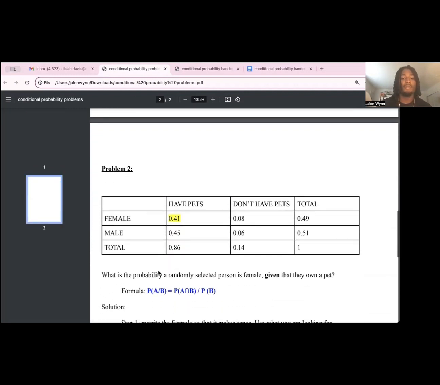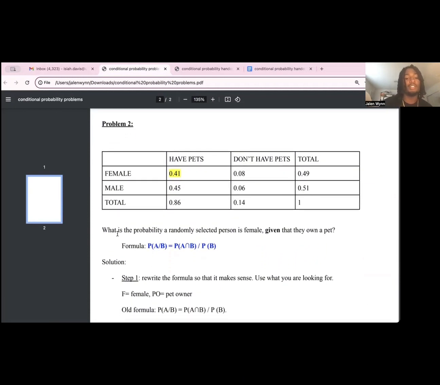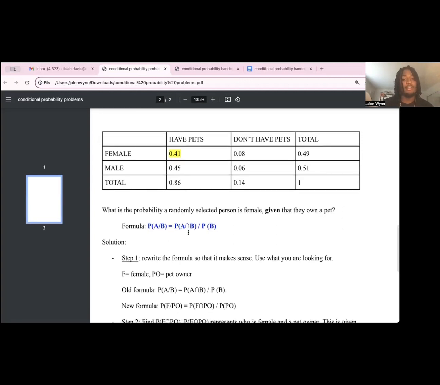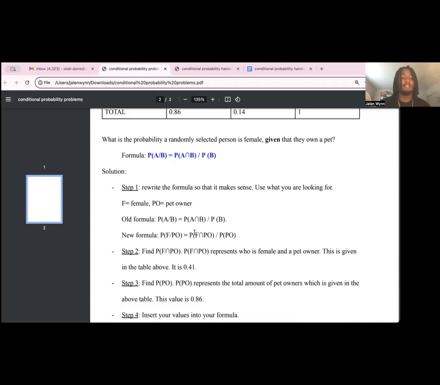And problem two, here's another one. We have a table. So the question is, what is the probability that a randomly selected person is a female given that they own a pet? So here again, this is the formula. And with step one, it's a little bit different.